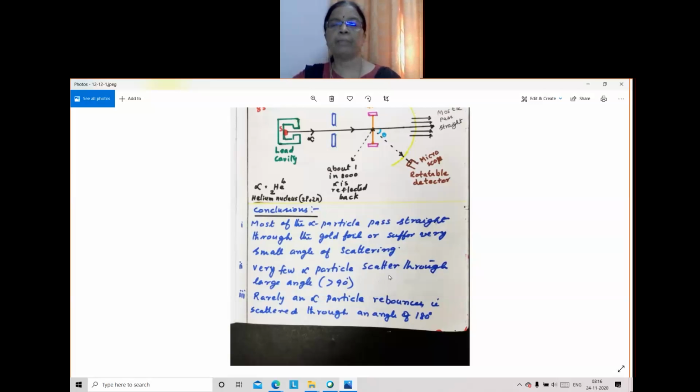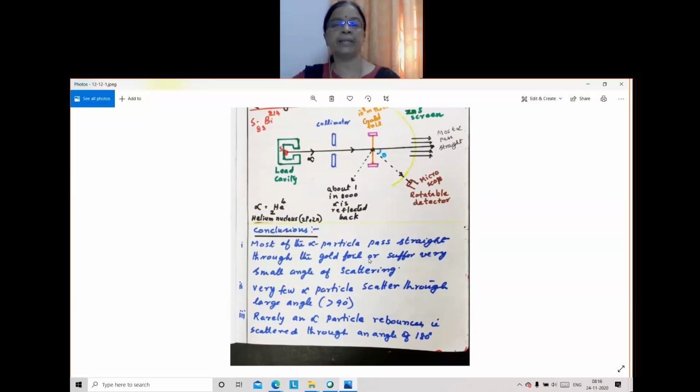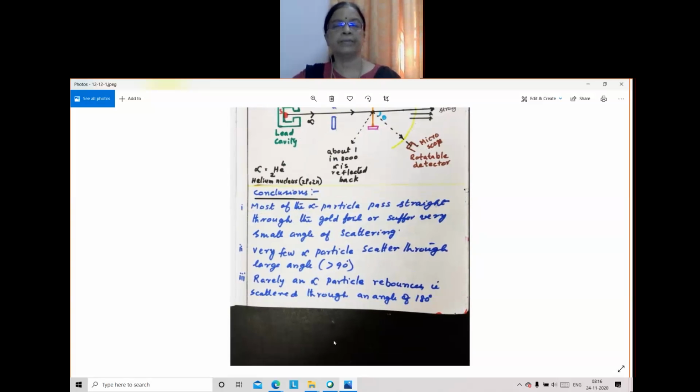Very few alpha particles scatter through a larger angle, 90 degrees. Greater than 90, only very few. This is 90 and this is greater than 90. Only very few, like 1 in 8,000, are reflected along the same path. Understand? So very few alpha particles scatter through a larger angle, greater than 90.